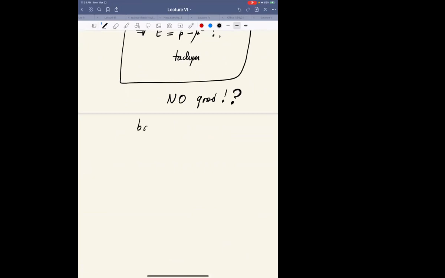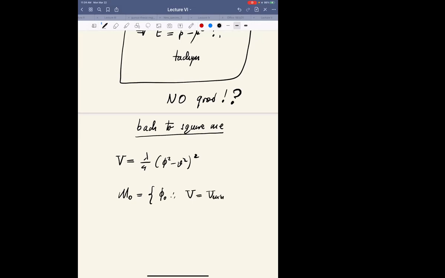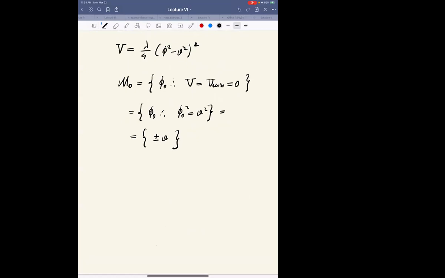Let's go back to square one. Let's write the potential. Let's study this potential. Maybe we were rushing too much. What is the vacuum manifold here? The vacuum manifold is the set of all points phi zero so that the potential is at the minimum, which of course is zero. This is a positive definite, semi-positive definite potential. So that's all the points phi zero so that phi zero squared is equal to v squared. This is a set of two points, plus or minus v. It's now non-trivial. We have a non-trivial M0.